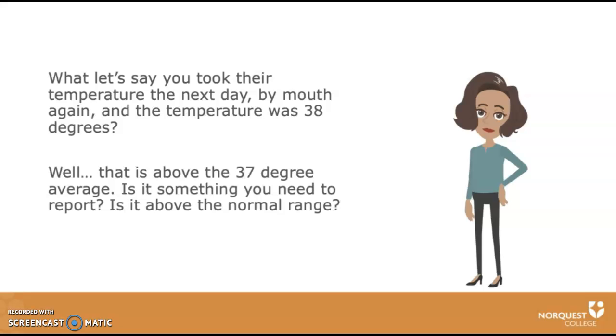Let's say you took the temperature the next day by mouth again, and the temperature was 38 degrees. Well, that is above the 37-degree average. Is it something you need to report? Is it above the normal range?